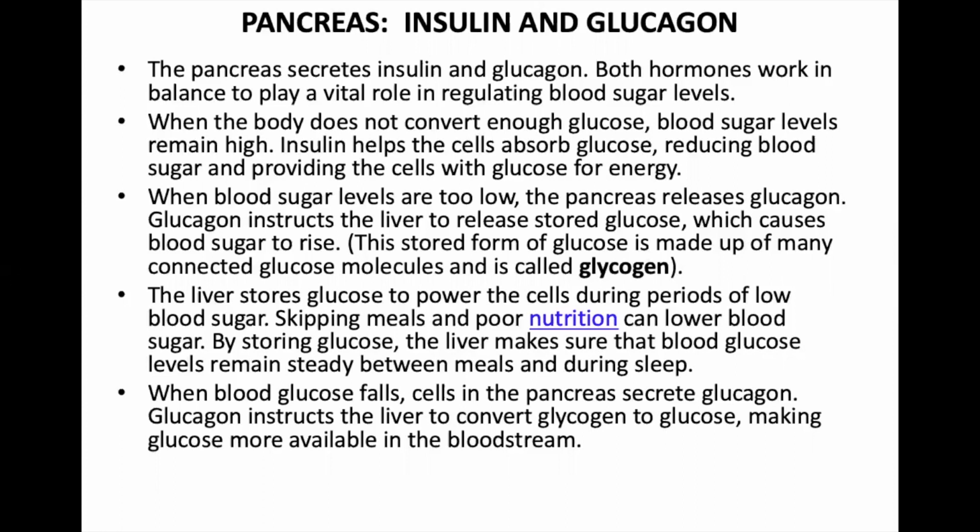This glucagon will instruct the liver, where the glucose is stored. Glucose is stored in the liver in the form of glycogen. So the glucagon will instruct the liver to convert the glycogen stored here into glucose so that the glucose level is increased.